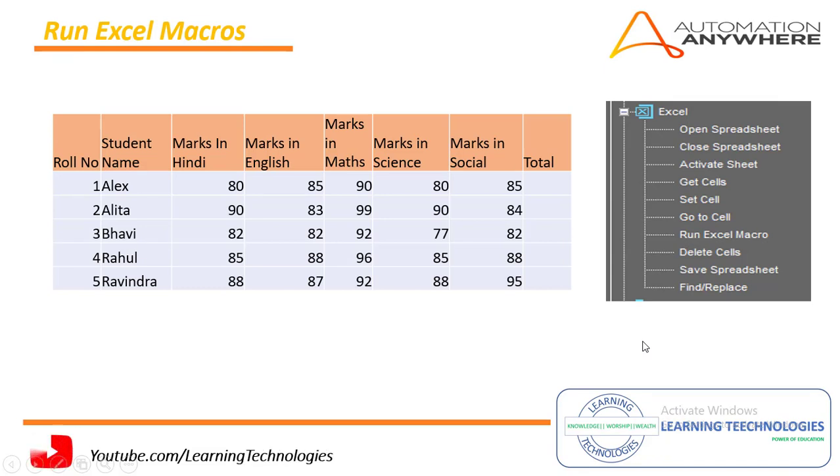If you see on my screen, we have a table of students. The table consists of roll number, student name, and their marks in the respective subjects like Hindi, English, Maths, Science, Social. And by using this table, we have to calculate the sum of the marks in all the subjects for each and every individual student.